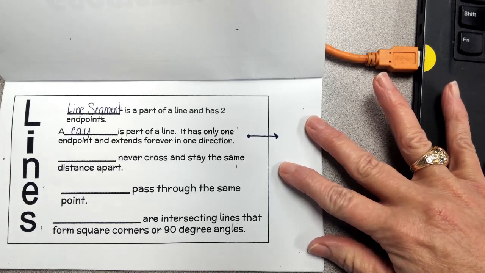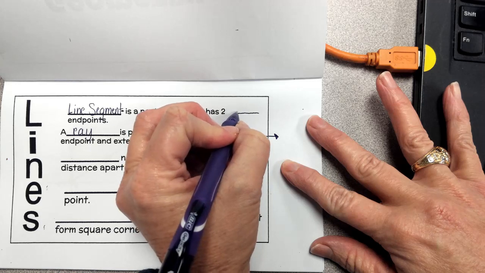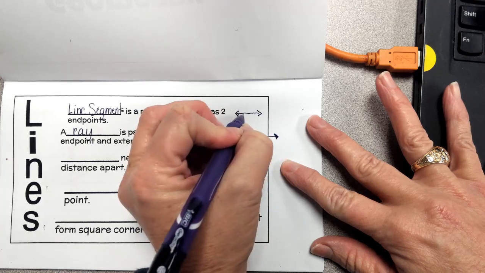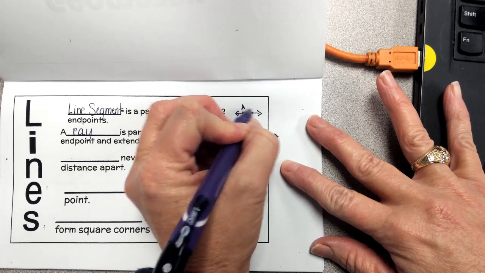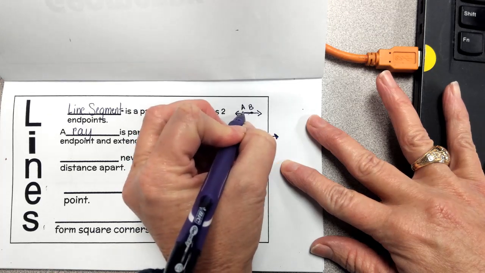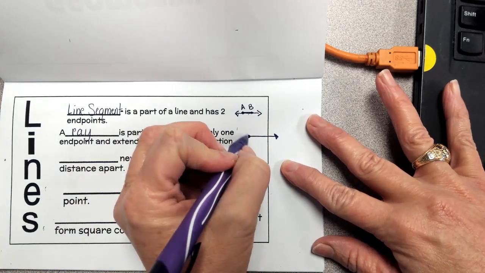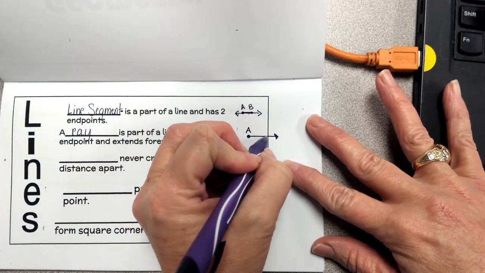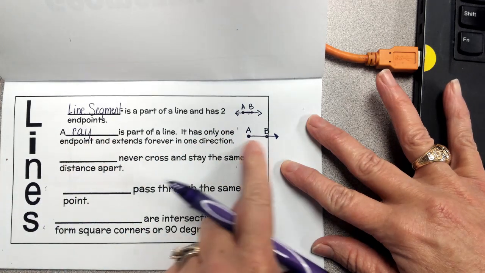So just backing up a minute, if we had line segment, we would have a part of a line, but it would have 2 endpoints inside. So we could call this A, B. So line segment AB is within that line. We could call this A, we could call this B, and so that would be ray AB.